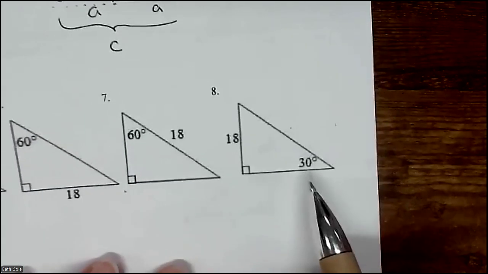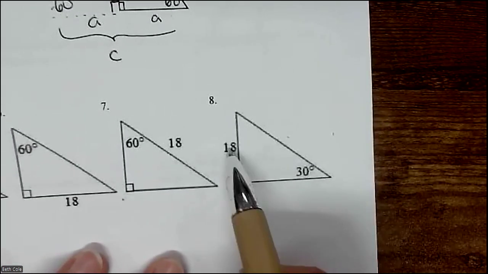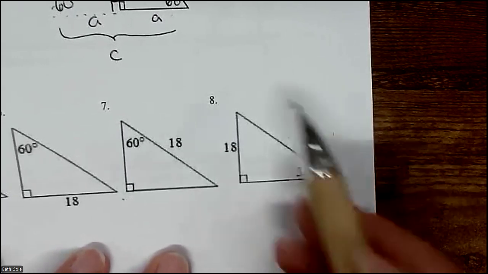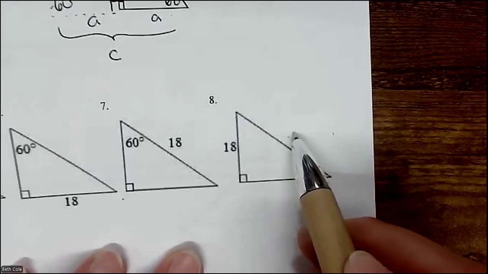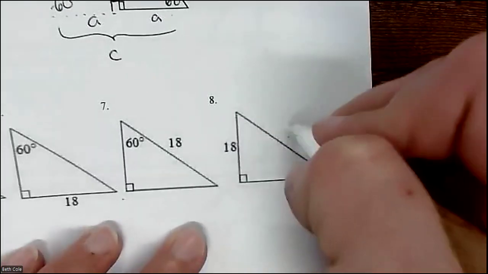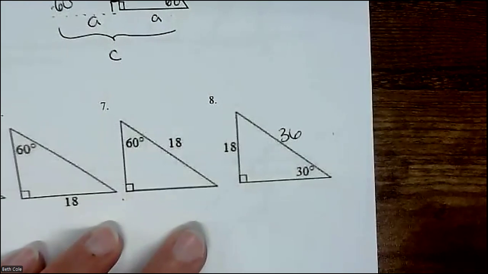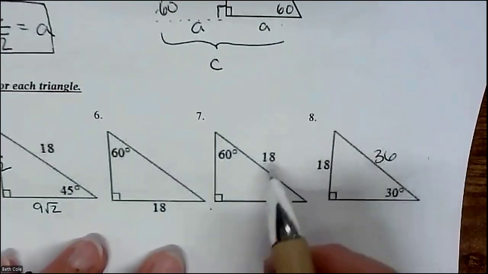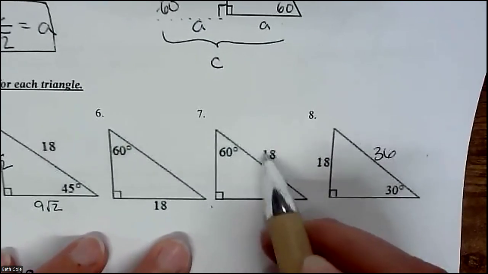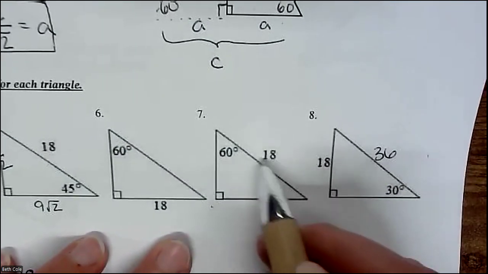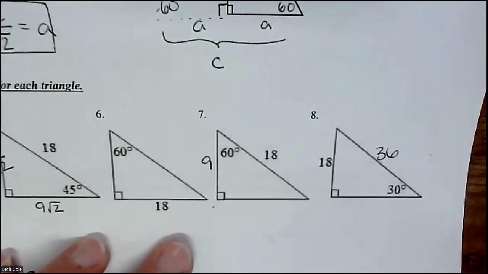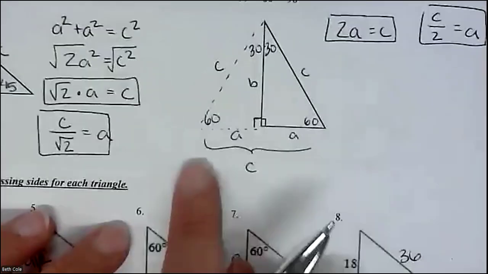Let's look at number 8. Do you see how this is the 30? That means this is the small one across from the small angle. So to get from the 18 to here, you're going to double it. So 18 times 2 is 36. And then let's actually go back to this one. To get from the larger side to the smaller one, you would divide by 2. So if this is 18, this side would be 9. Okay, cool. You just double it, and this is why.